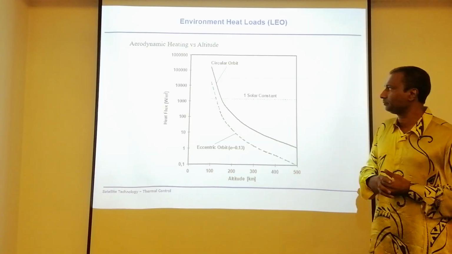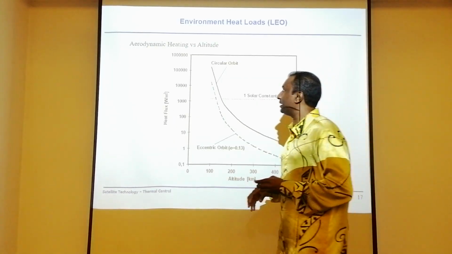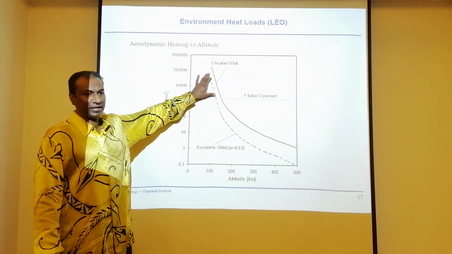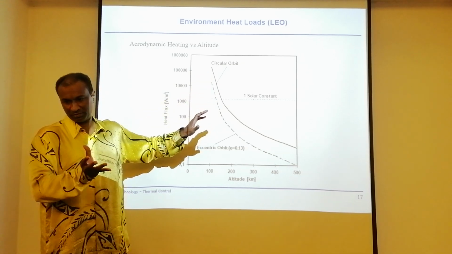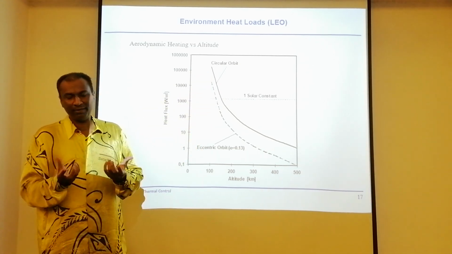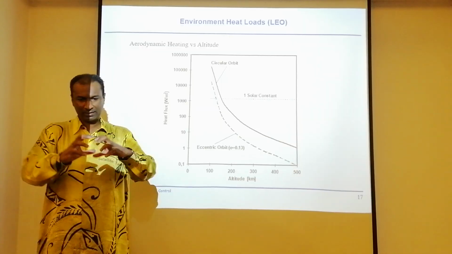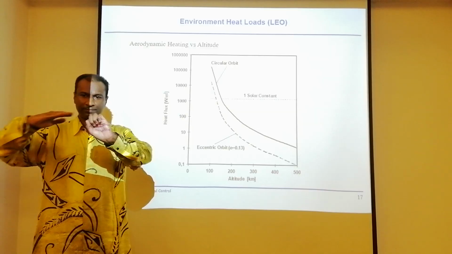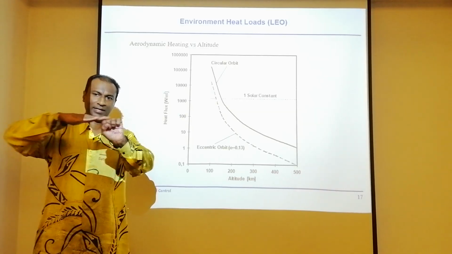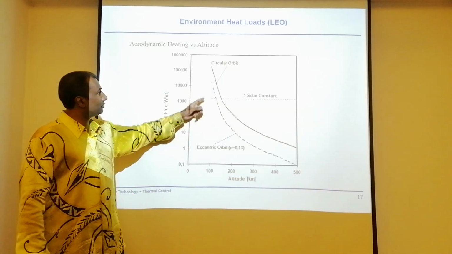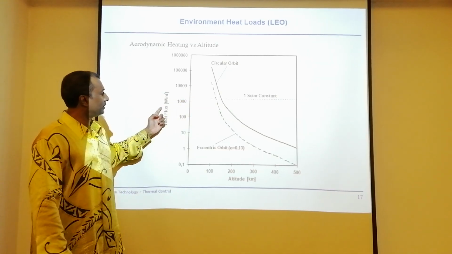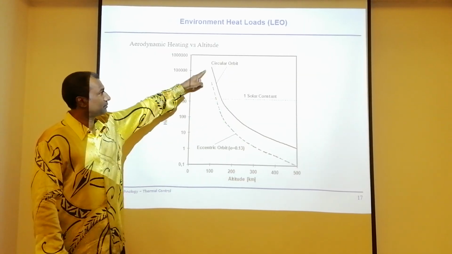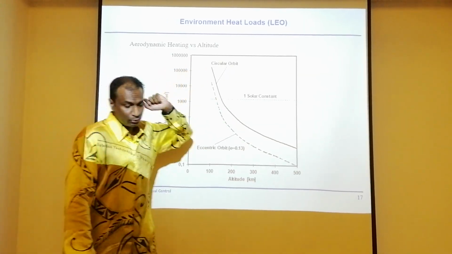Okay, go on. This is another one, aerodynamic heating versus altitude. When you are at a very low Earth orbit, there's aerodynamic friction. That means there's air. When a satellite flies through the atmospheric layer above planet Earth, there is friction. And look at the amount of friction, look at the amount of energy that you have. The heat flux is about, look at that, 100.